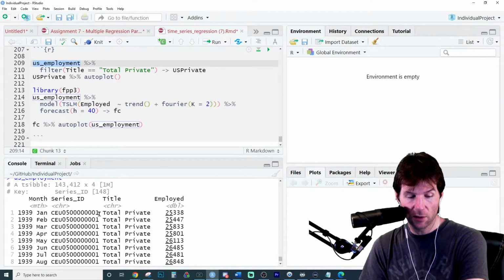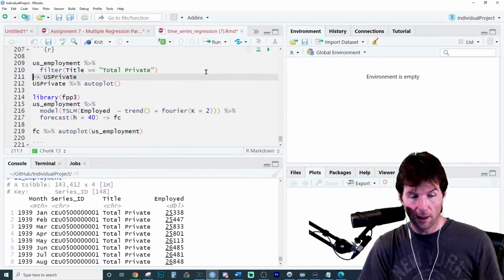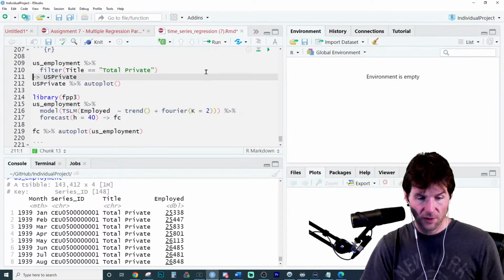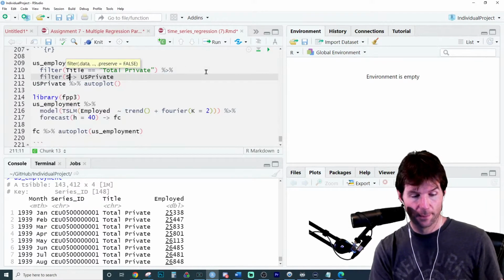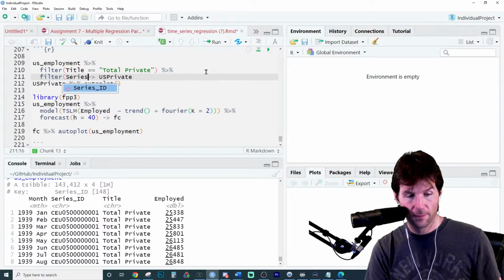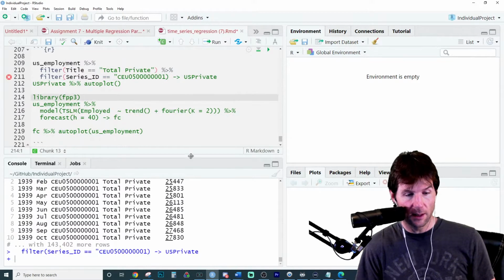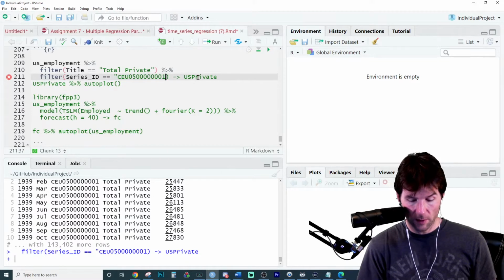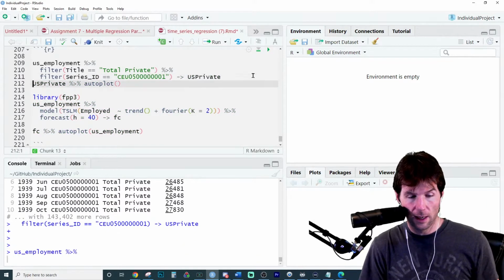So it's got the series right here, and we need to probably grab also a filter on the series. Let's go ahead and filter the series ID. There it is. Equals this right here. And let's take a look at this. Oh, it's mad about something. Oh, I didn't close the parentheses. Exit out of that code. And now let's take a look at this.